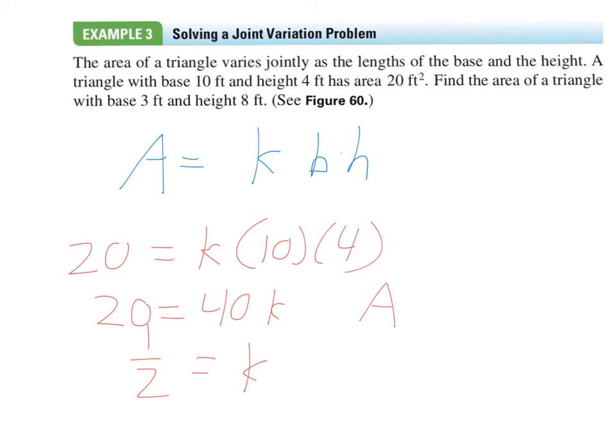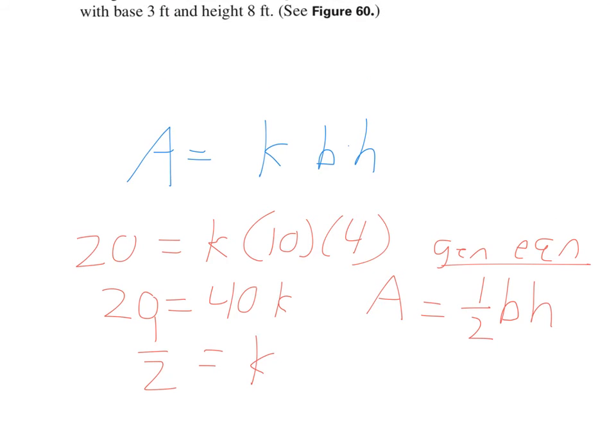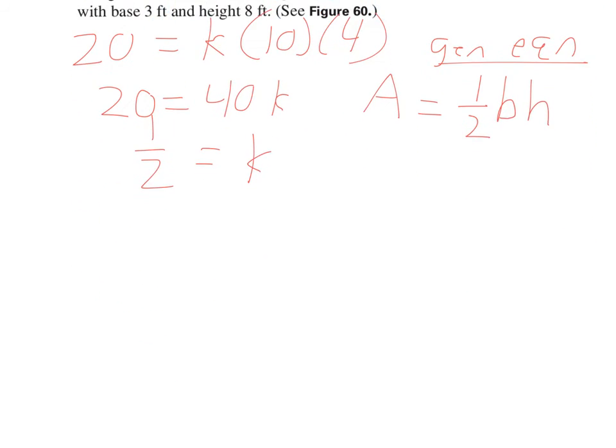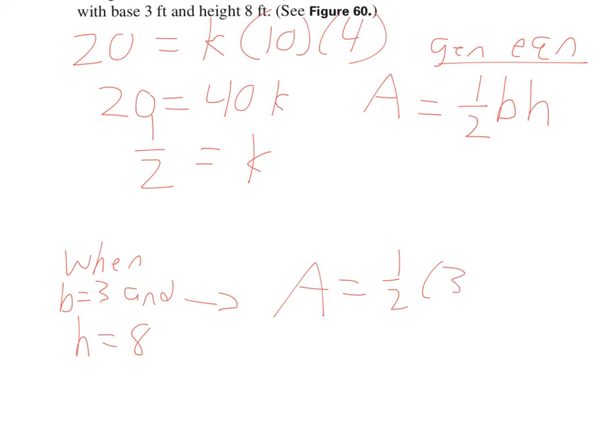So our general equation, which you may have seen in previous math classes, is that the area of a triangle is equal to 1/2 times the base times the height. Now it wants to know the area when the base is 3 feet and the height is 8 feet. Area is equal to 1/2 times 3 times 8. That would be 1/2 times 24, and 1/2 of 24 is 12 square feet.